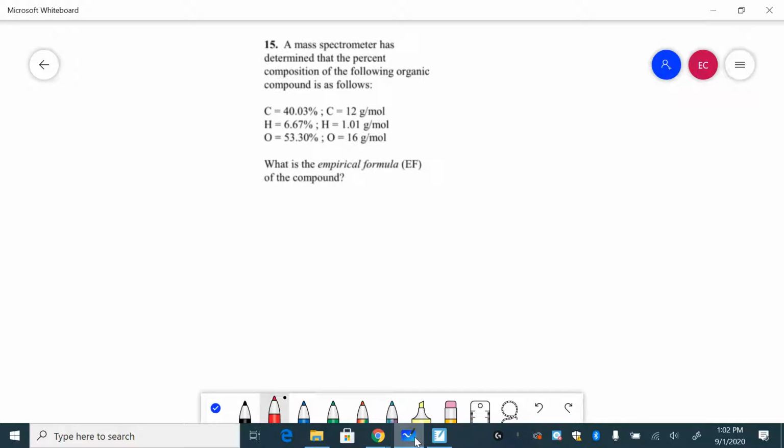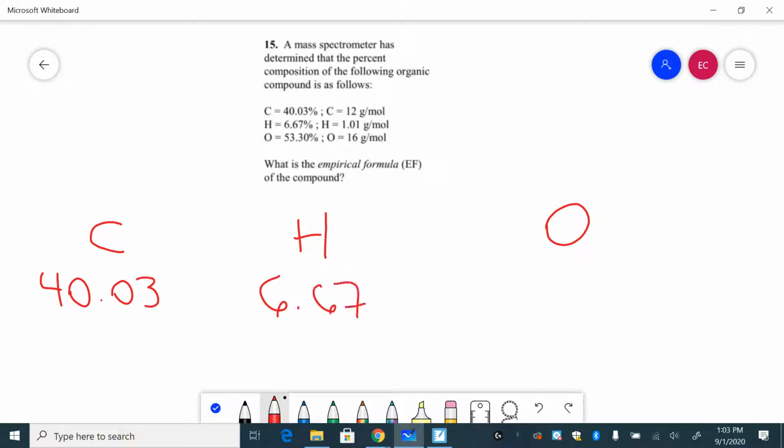For this question, the first thing you want to do is write the separate elements you're working with. So you've got carbon, hydrogen, oxygen. Now, I don't know the subscripts right now. That's what you're solving for. I'm going to write the percentage of each one, but not the actual percent sign, because I'm saying that I have 40.03 out of 100. So I've got 40.03 grams out of 100 grams: 40.03 grams of carbon, 6.67 grams of hydrogen, and 53.3 grams of oxygen.